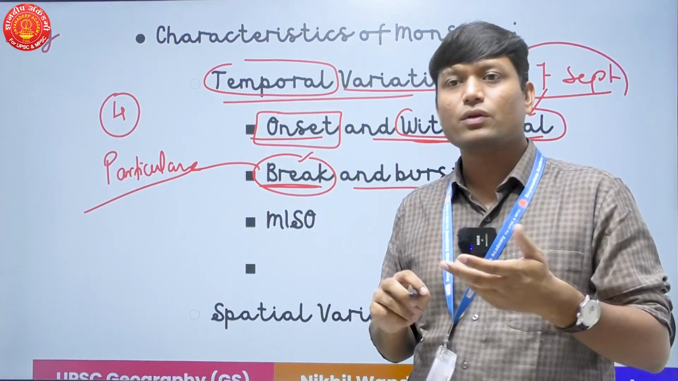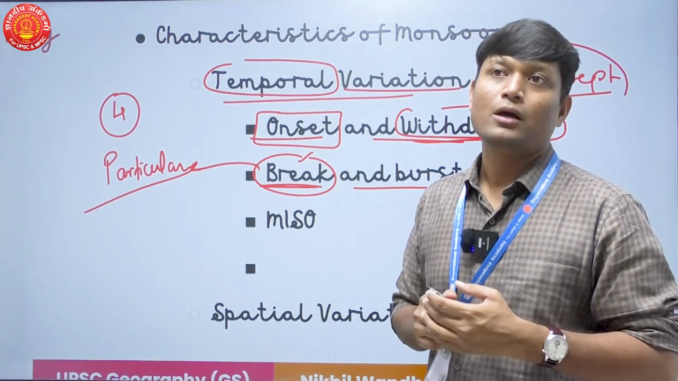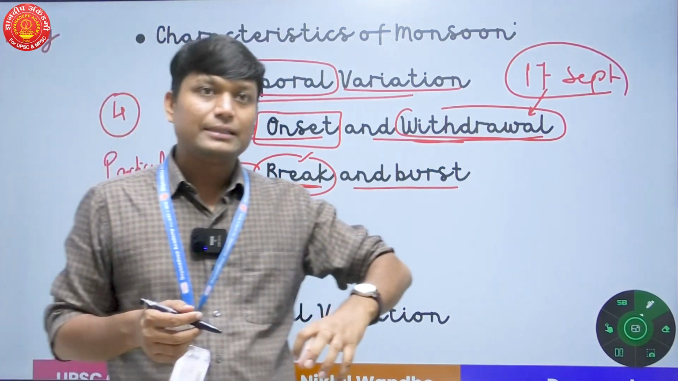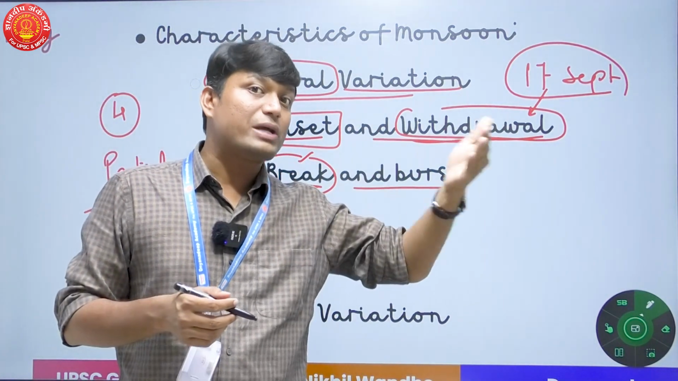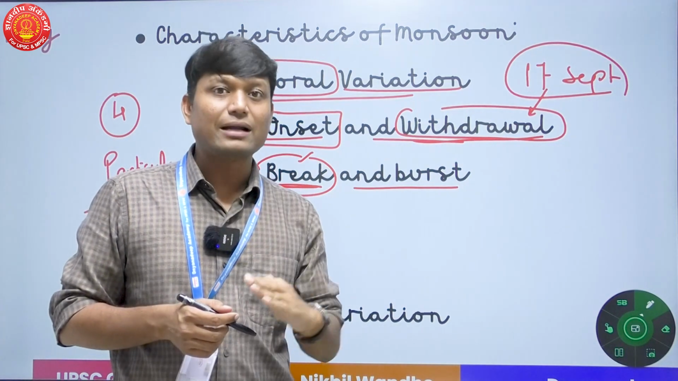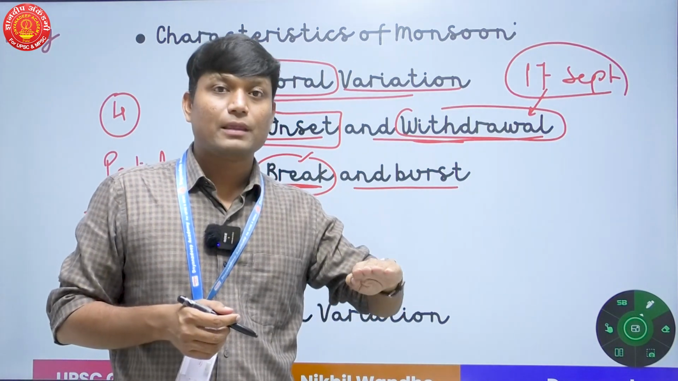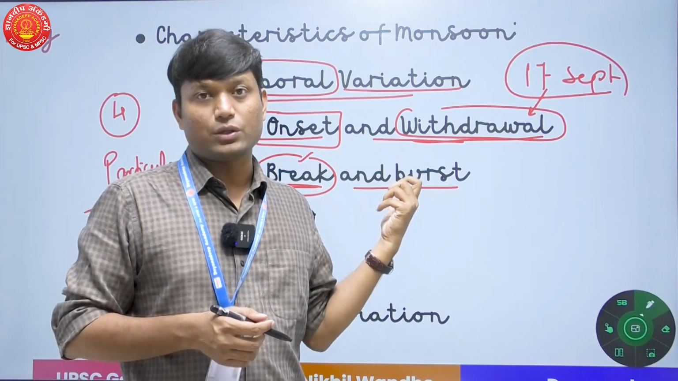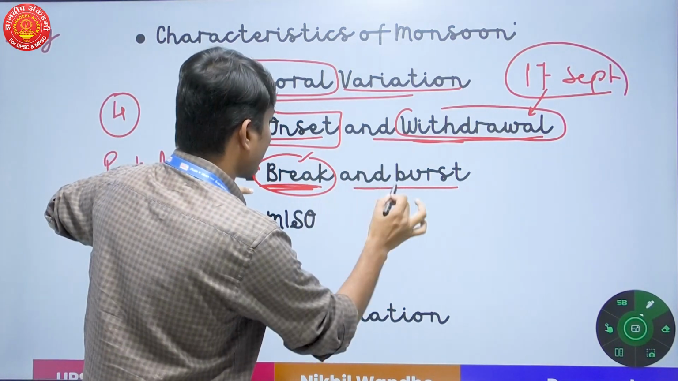Now, what happens during the break phase of monsoon? During break phase of monsoon, monsoon becomes dormant. Now, we are not saying that monsoon has been withdrawn. We are suggesting that it is not active. There is not much of a rainfall which is taking place in this particular case. So this is a character, break and burst.